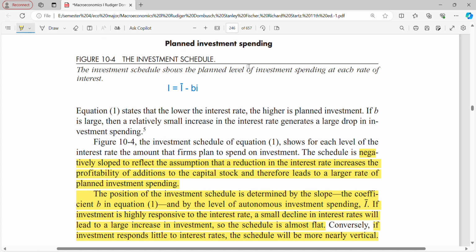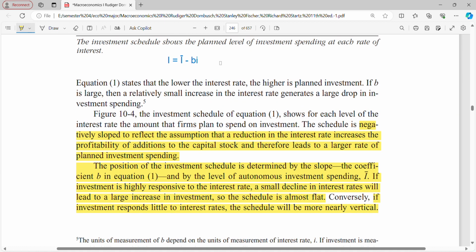So this is an investment schedule. It shows the planned level of investment spending at each rate of interest. We discussed it. I simply wrote that function here. So this is equation 1. When B is greater than 0, this states that the lower the interest rate, the higher is the planned investment. If B is large, then a relatively small increase in the interest rate generates a large drop in investment spending. We discussed it.